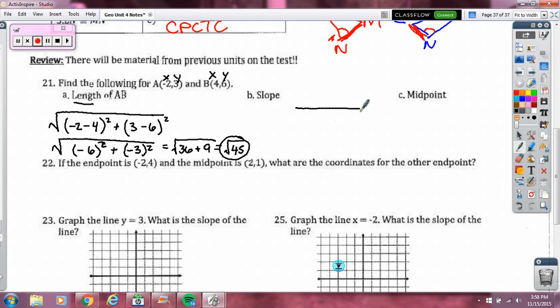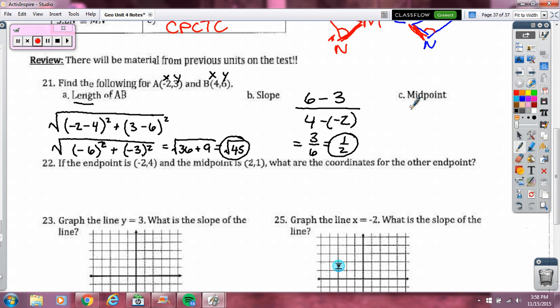Slope, I'm going to plug into my formula for slope, rise over run. So I've got y minus y over x minus x. Notice since I was doing 4 minus a minus 2, I put some parentheses in there, and that's going to turn into addition. So like 6 minus 3 is 3. 4 minus a minus 2 is like 4 plus 2, which is 6. And then I'll reduce my fraction to get a half.